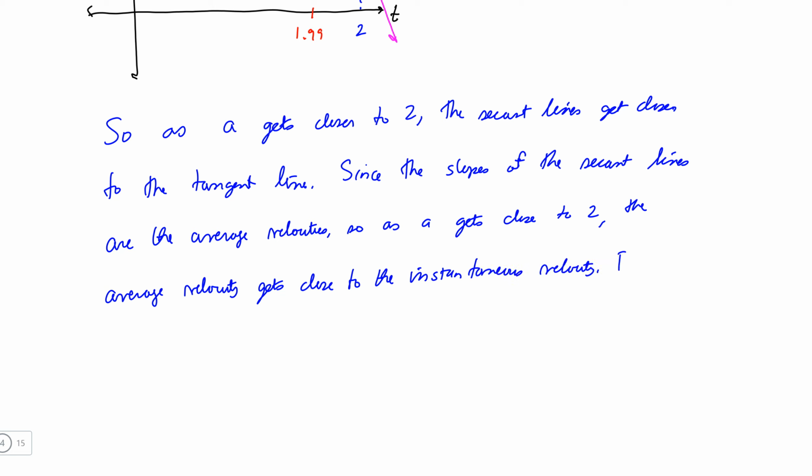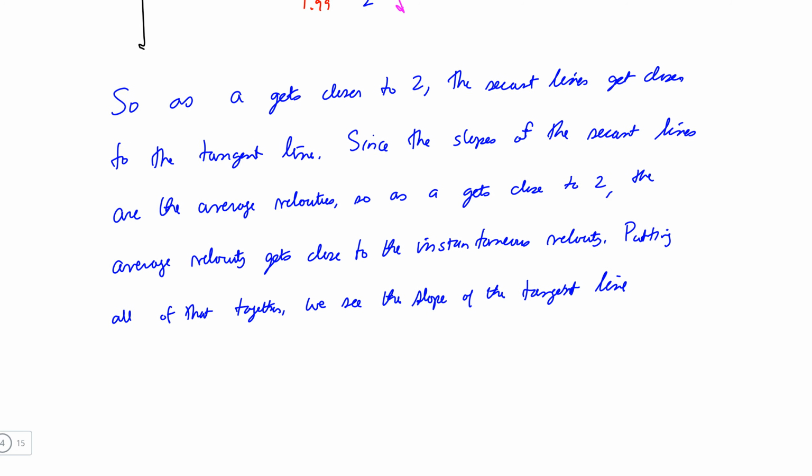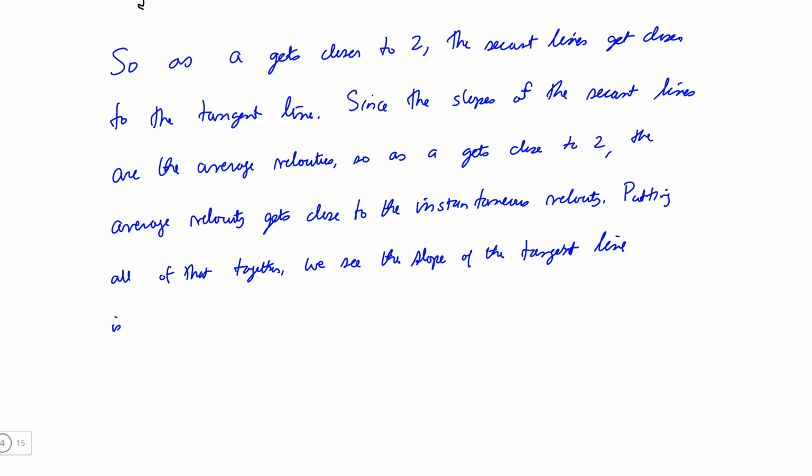gets close to the instantaneous velocity. So if we put all that together, we see the slope of the secant, or the tangent line, is the instantaneous velocity. The tangent line at, say, t equals 2 is the instantaneous velocity at t equals 2.